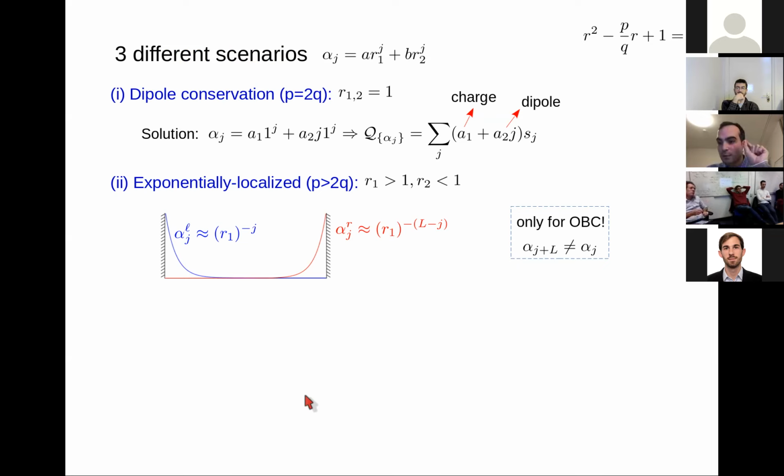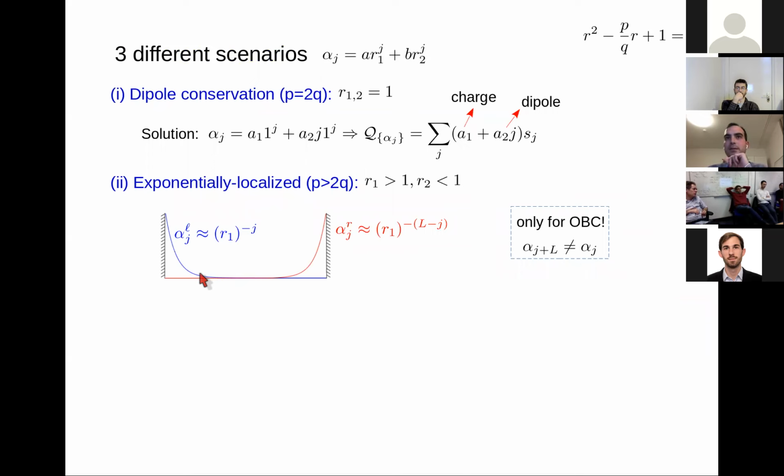So if R1 is a root, the inverse is also a root. Okay, so they come in pairs. They always come in pairs for these models. So this means that if you have a system with open boundary conditions, there will be an exponentially localized conserved quantity at the left boundary and another one at the right boundary.